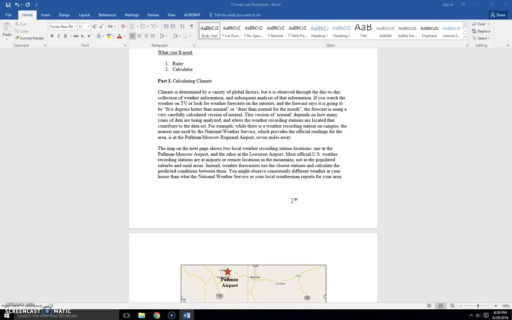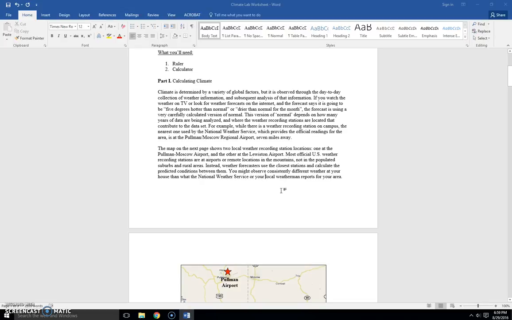For example, while there is a weather recording station on campus, the nearest one used by the National Weather Service is not the one on campus, but at the Boise Airport, because we're in the Boise area. But for the University of Idaho, it's the Pullman Moscow Regional Airport, which is several miles away. The map on the next page shows two local weather recording station locations, one at the Pullman Moscow Airport and the other at the Lewiston Airport.